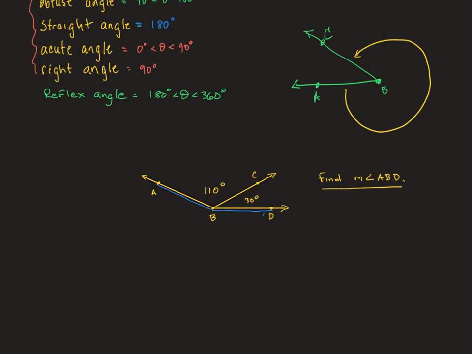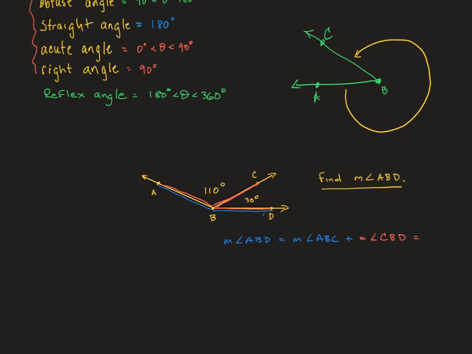and so I know that the measurement of angle ABD is equal to the measurement of angle ABC plus, okay, so here is ABC, plus the measurement of angle CBD. CBD is that angle right there.